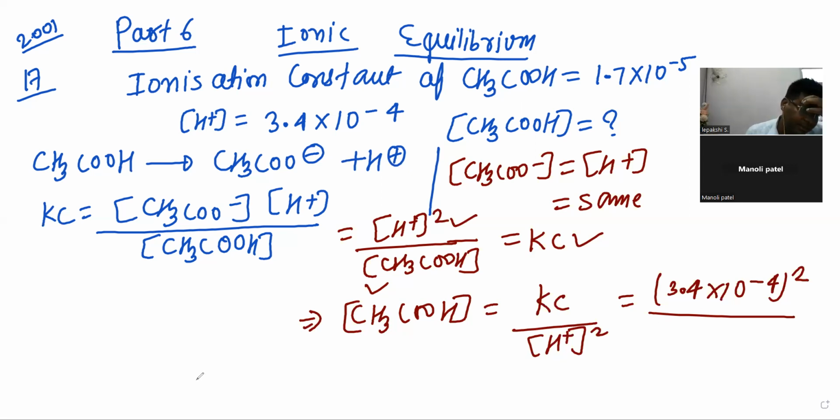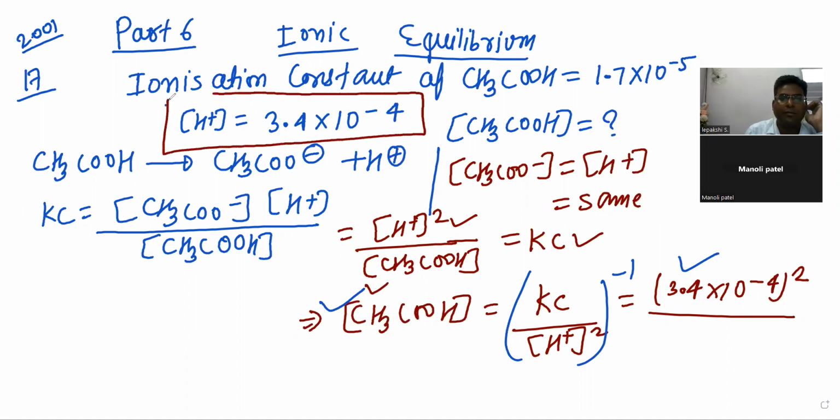See here, we have made a mistake. We are finding the acetic acid concentration, so this will be the inverse of this, because the concentration of H plus part will be in the numerator, and I had written it in the inverse. So I put the value of H plus ion concentration, which is given here as 3.4 into 10 raised to minus 4, and that one will be squared.